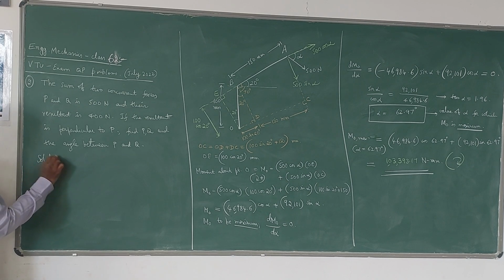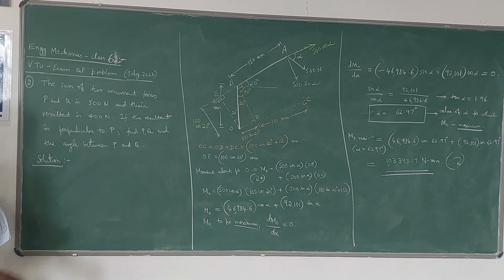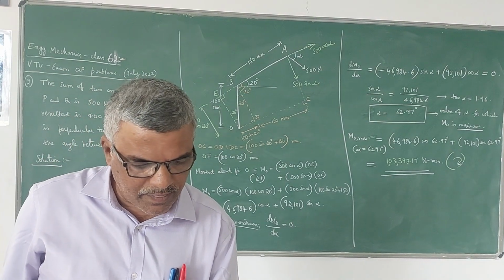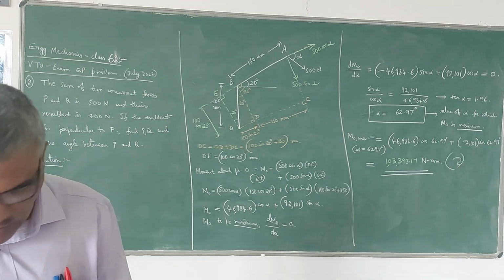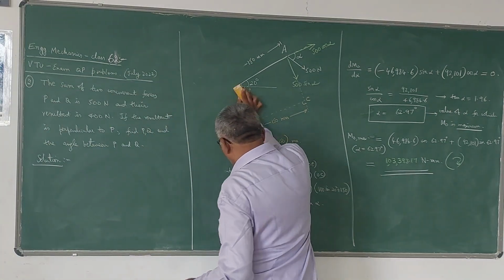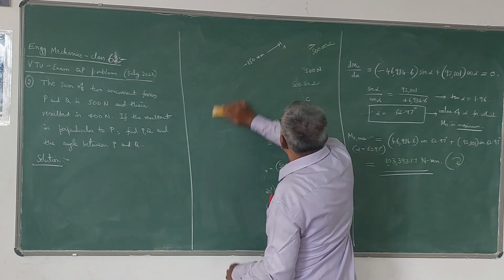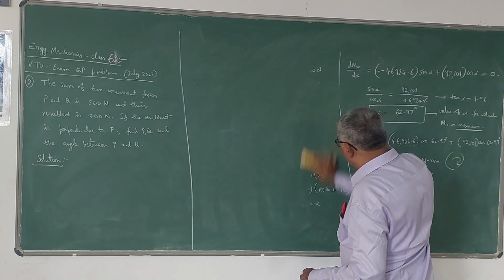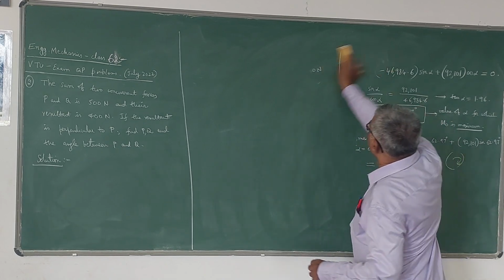So there is no figure given, so we have to draw the figure ourselves and then we have to solve the problem. Okay, let me draw the figure now. First, understand the given conditions. P and Q, there are two concurrent forces. That means the lines of action are meeting at a common point.